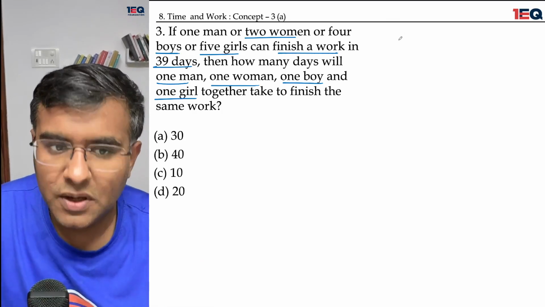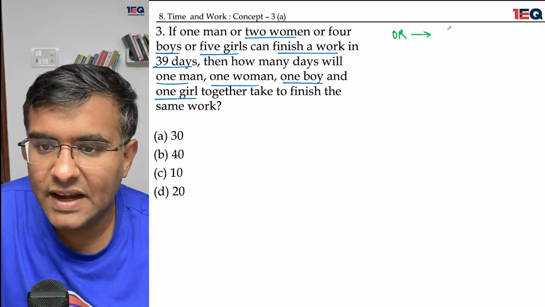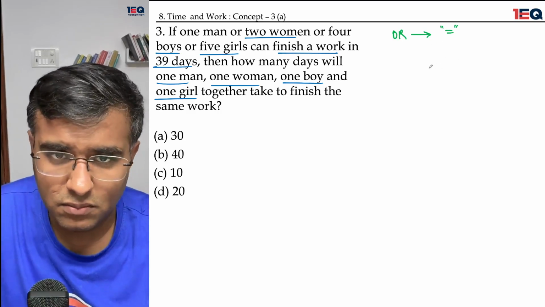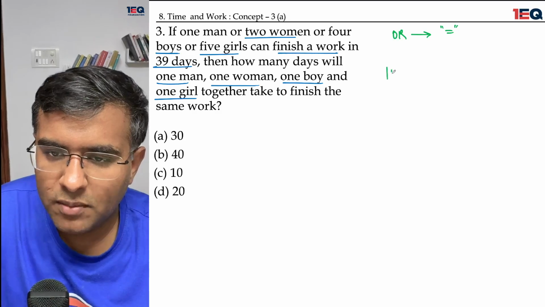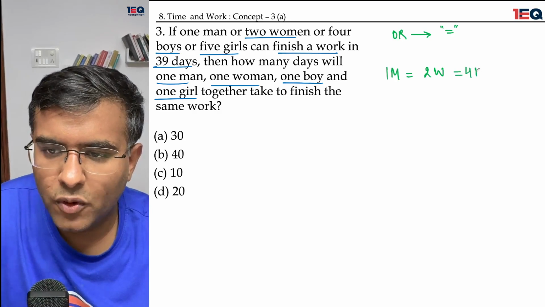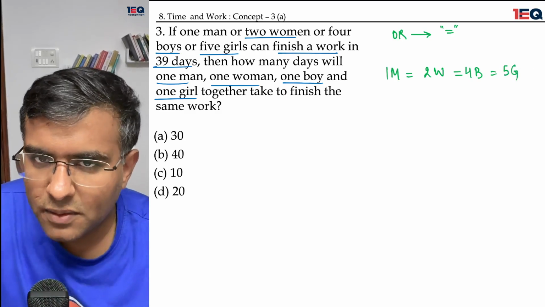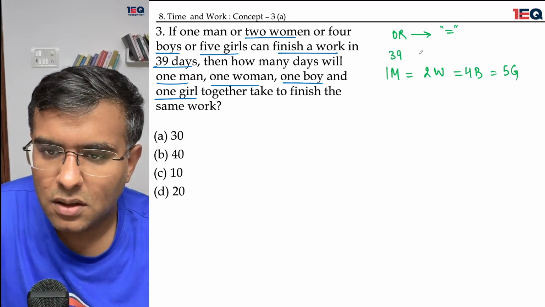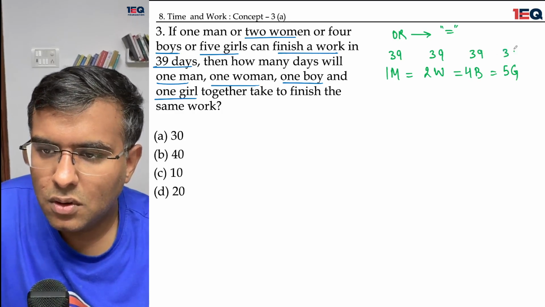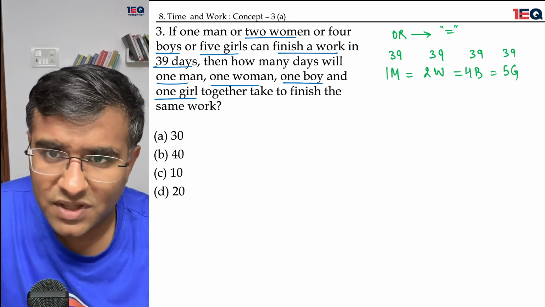One man or two women or four boys or five girls. Whenever we are talking about or, we can directly put equal to in the middle everywhere. Okay? One man is equal to two women is equal to four boys is equal to five girls. And all of them are taking 39 days to complete the task. So there is a problem that I can see over here.